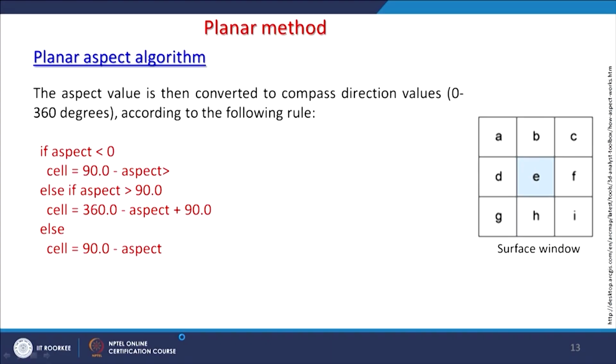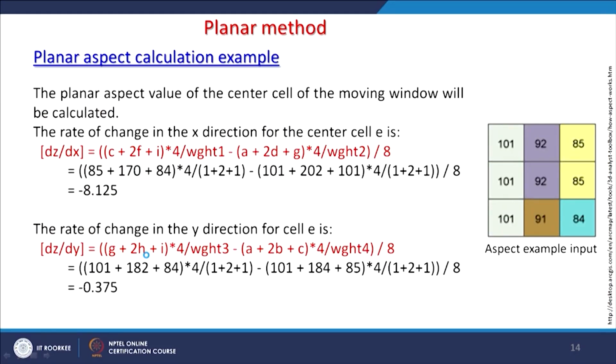Now, the aspect value is then converted to a compass direction, between 0 to 360 degrees, according to the following rule, which we have already discussed. The condition is that if aspect is less than 0, the cell value is 90 degrees minus aspect. If aspect is more than 90 degrees, then the cell value is 360 degrees minus aspect plus 90, and otherwise the cell value is 90 minus aspect, by which you can do the calculation.